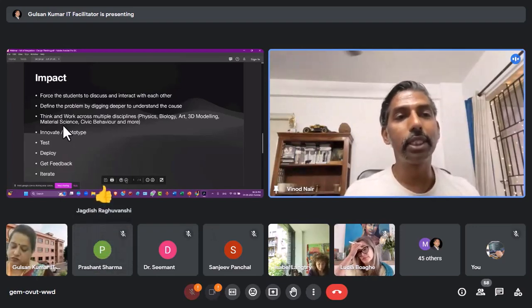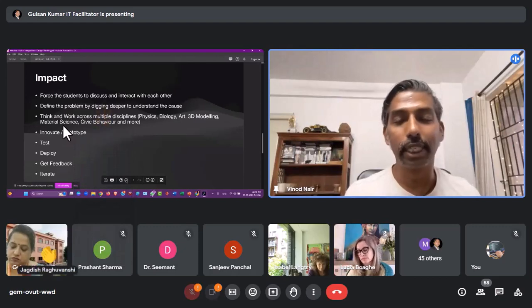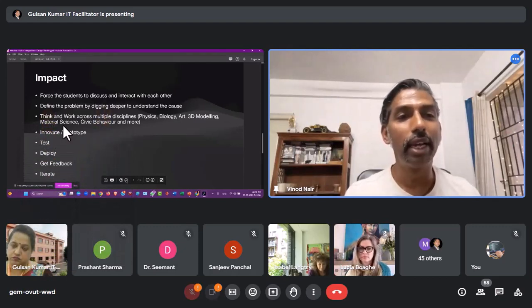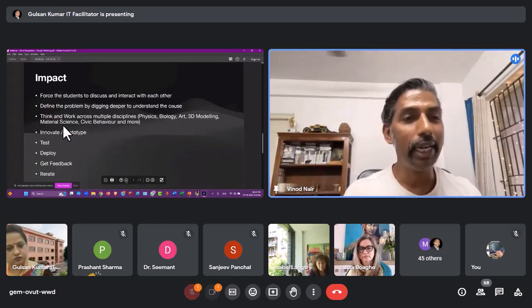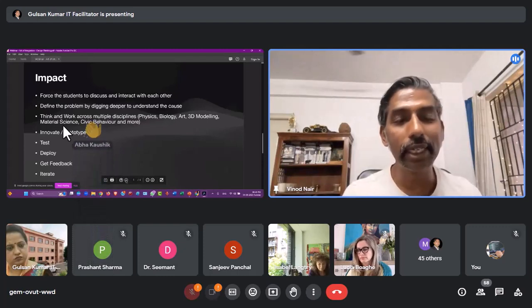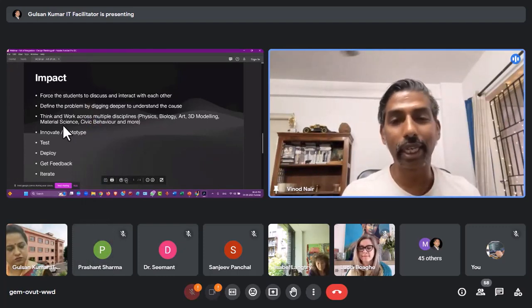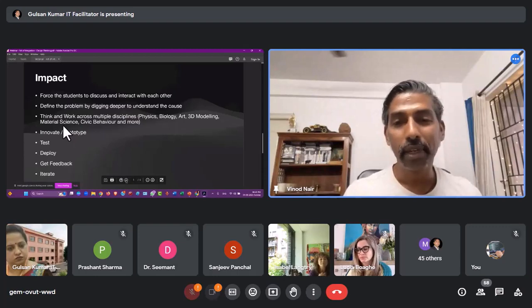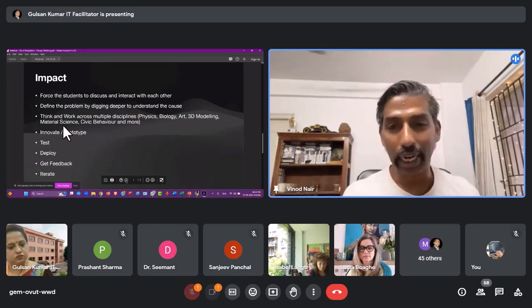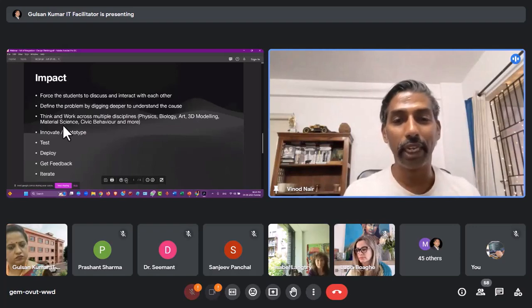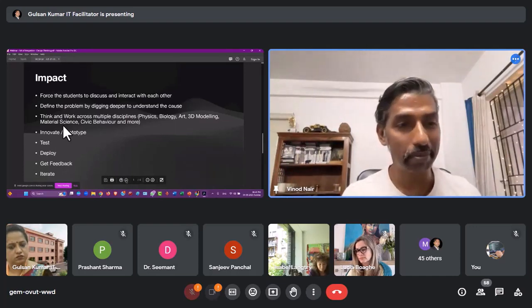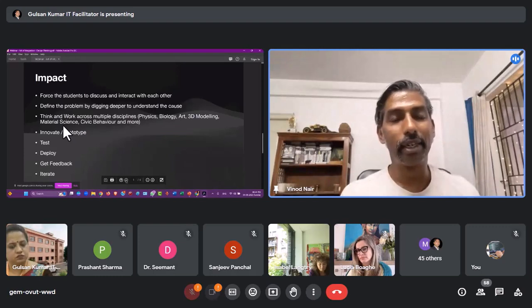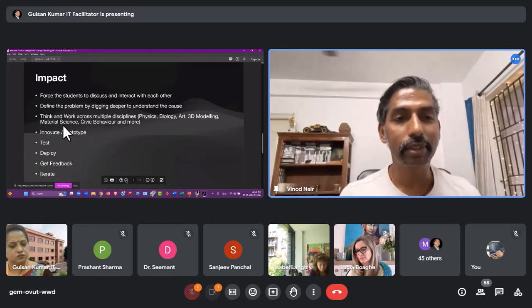And when they're thinking, they're starting to work across multiple disciplines, whether it is physics, biology, art, 3D modeling, material science, and, more importantly, civic behavior. That will lead to innovation or prototyping from their end, which can be put to test as a hypothesis and deployed. Once deployed, you can collect feedback from the students again, on whether the solution is meeting the standards or not. And if not, or even if it is, we can still get into an iteration where we start to better the designs. So, the next slide, please.